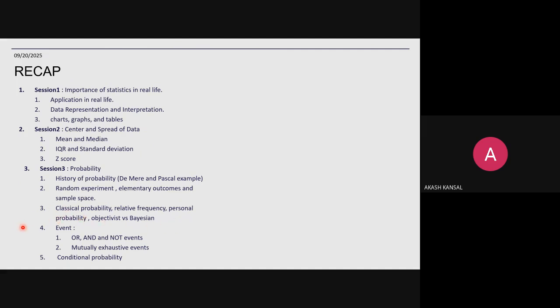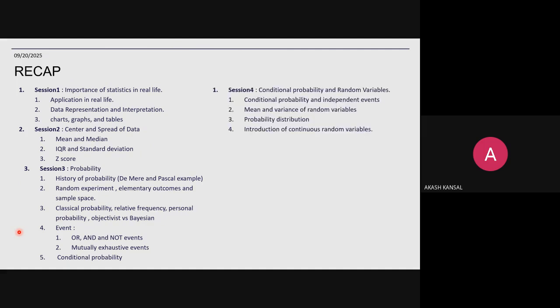Then we saw what are the events and not events. What are the mutually exclusive events, basically, which have no common thing between them. Then we introduced the conditional probability. In the last session, session 4, we finished the conditional probability and started with the random variables. So in this we covered independent events, mean and variance of random variables, probability distribution, and we introduced the random variables, continuous random variables. So we'll continue. We'll continue with this session 5.